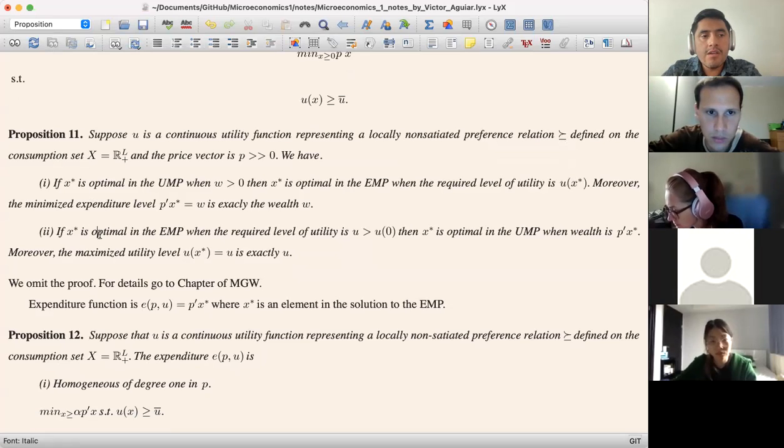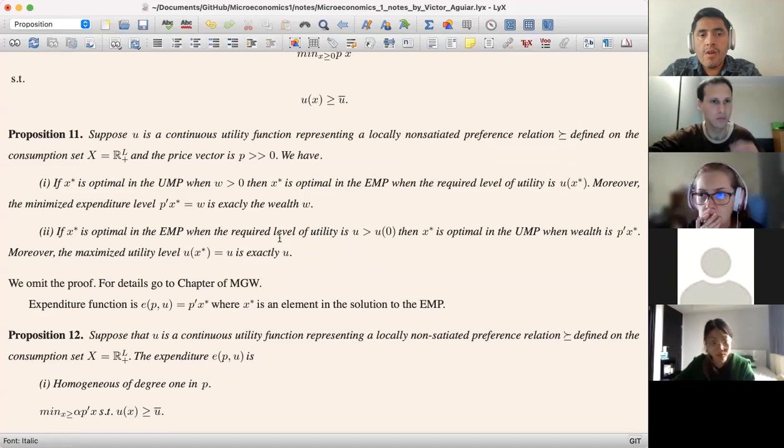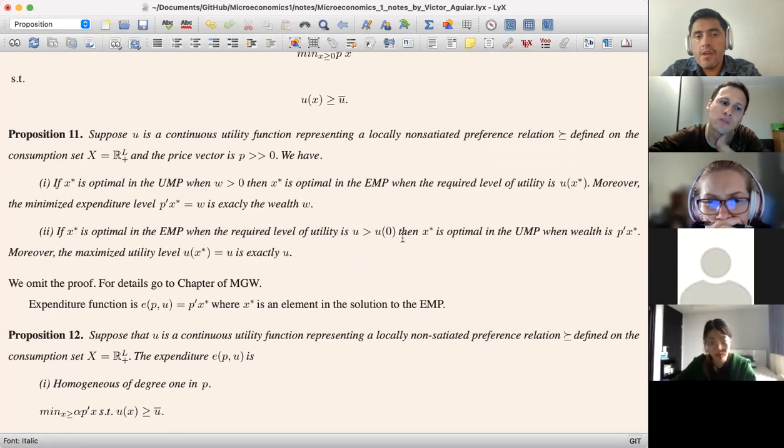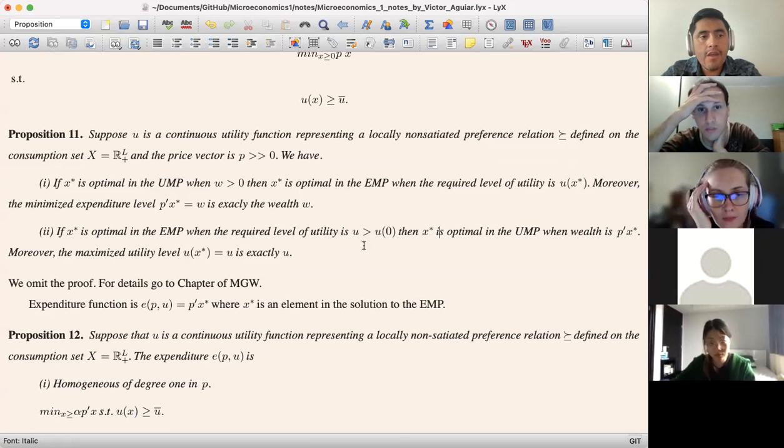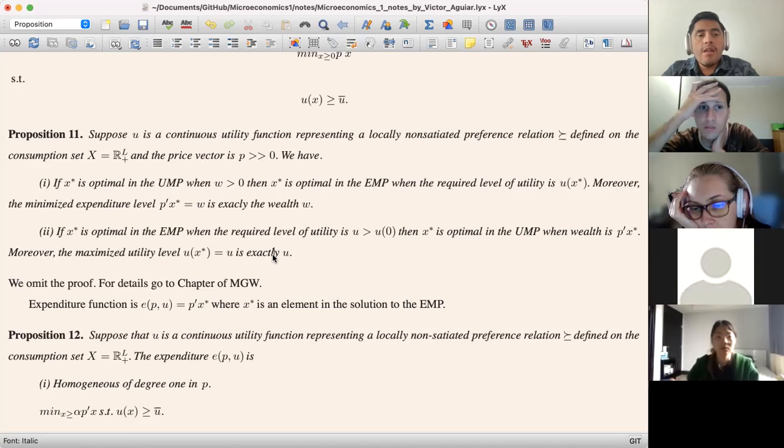The second is, if X star is optimal in the expenditure minimization problem, when the required level of utility is U bar above some U0, then X star is optimal in the UMP, when wealth is equal to P times X star. Moreover, the maximized level U of X star is exactly the U bar level, okay? Now, the proof is essentially very simple.